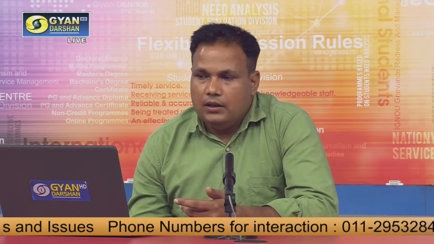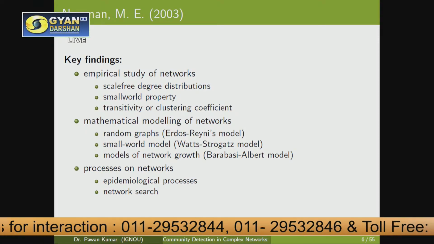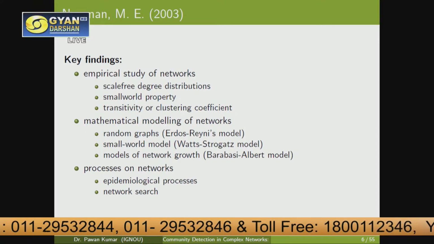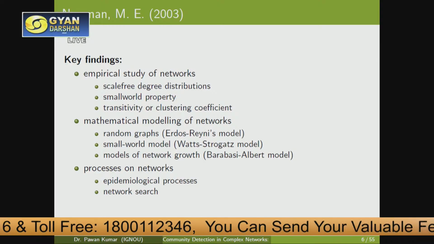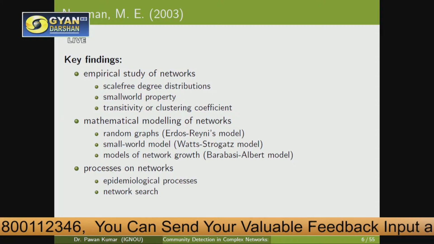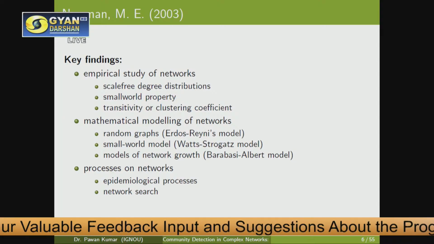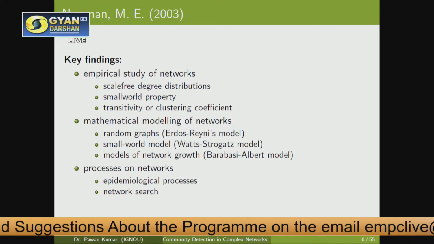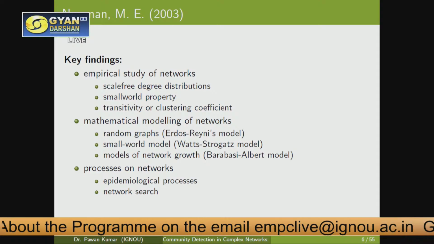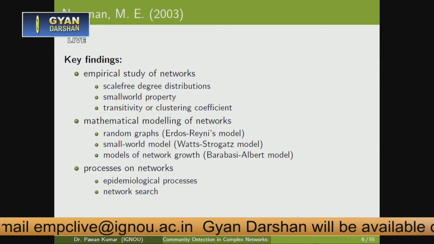And then there was a review article written by Newman in 2003 that reviewed all the existing methods used by researchers for studying complex networks, and they discussed the properties: scale-free, small world, transitivity, or high clustering coefficient. They also gave some mathematical models of networks, like the Erdos-Renyi model, the Watts-Strogatz model, or the Barabasi-Albert model.